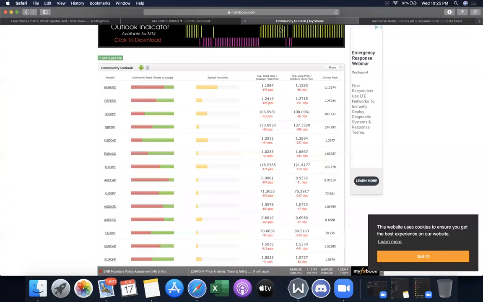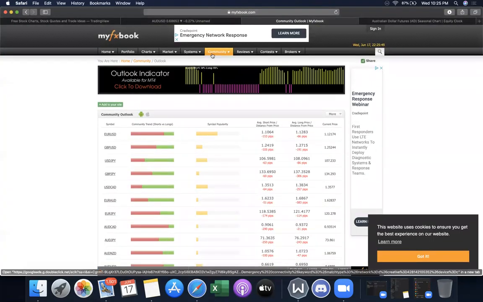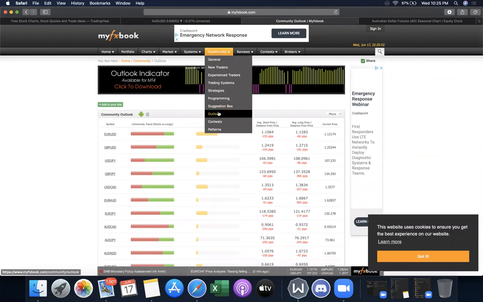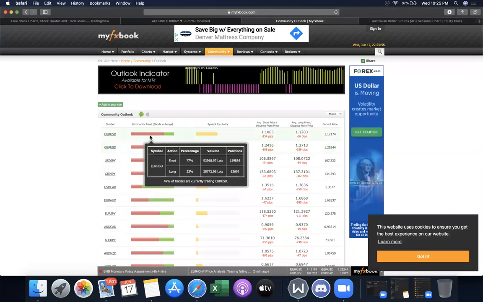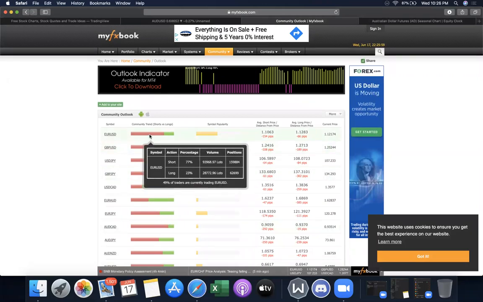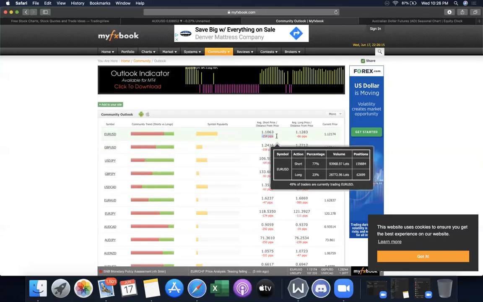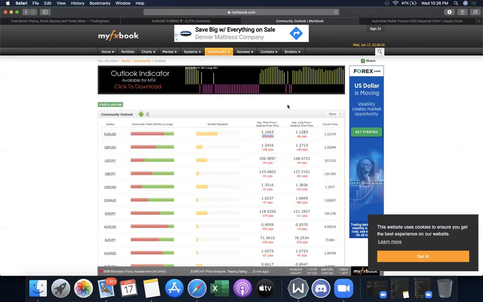Okay. But then again, myfxbook.com, you can go to community tab, go to Outlook, and that's going to show you where the majority of traders positions are. Well, not where the positions are, but the directional bias. So you can see there's 159,884 short positions on Euro USD. Average short price, you can see they're negative 154 pips.